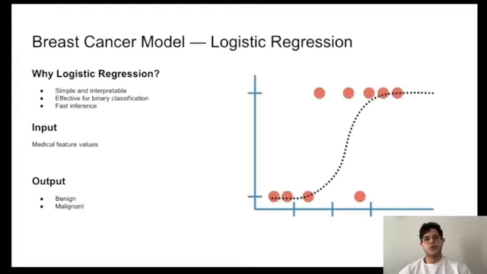As I mentioned, for the breast cancer model, we're using logistic regression. The reason for this is that we're only looking at a binary outcome. It's either malignant or benign. So it's simple, it's interpretable, and it's very effective for something that only gives a binary output. So this makes it very easy.